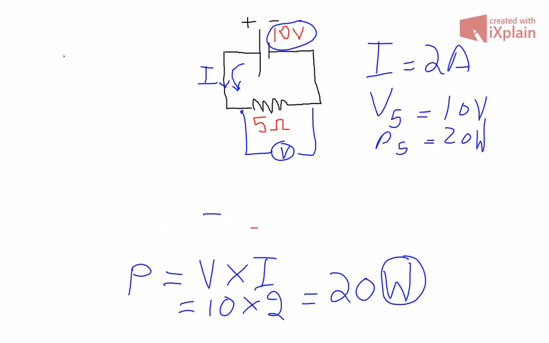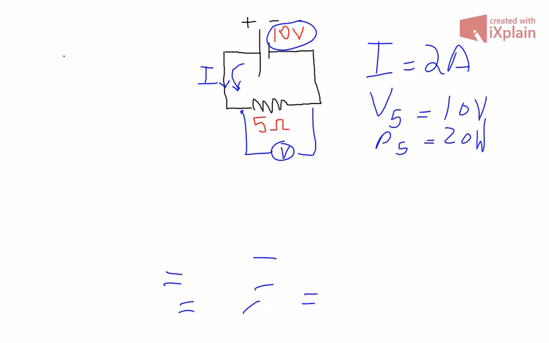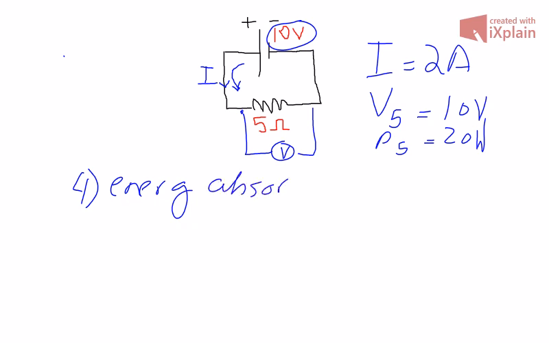All right, now we're going to go through the second part to this. Now the next part is that they're going to ask you what is the energy that is being absorbed by the 5 ohm resistor.